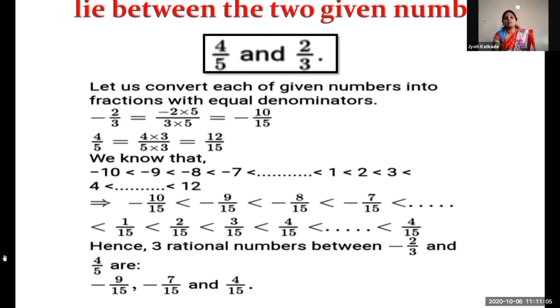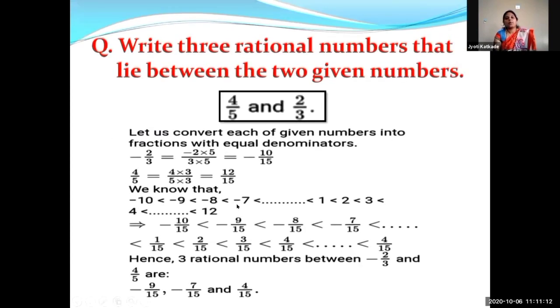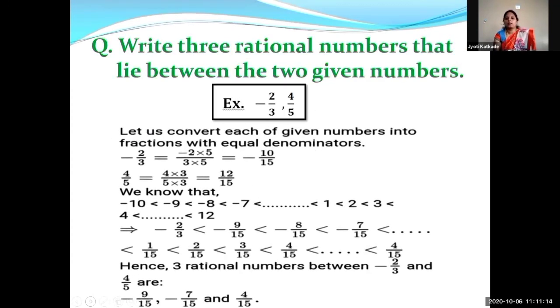Next example from our practice set is -2 divided by 3.